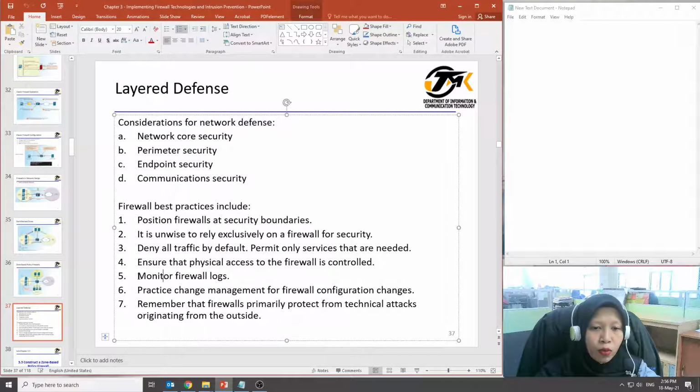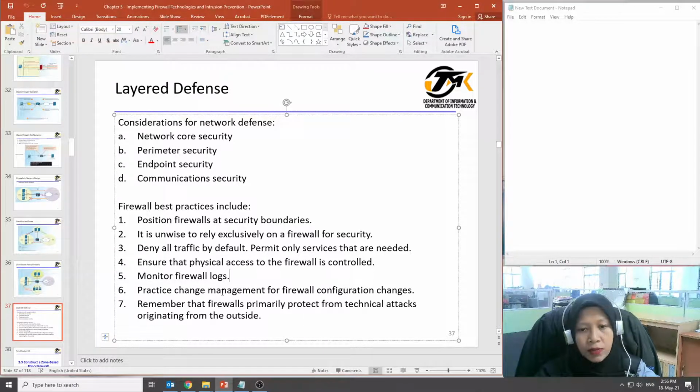You should be able to monitor firewall logs. Why do we need firewall logs? Because if something happens, we can see that this particular event happened at which time, on which day. Is it repeated? From what particular IP? So we can see the pattern of the attack.